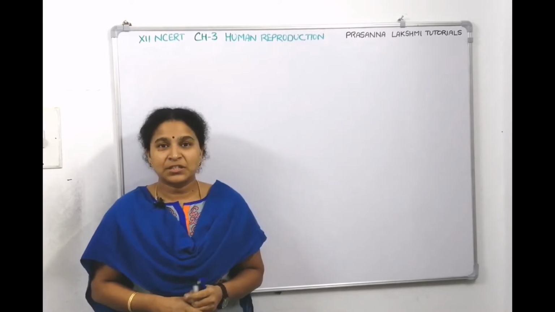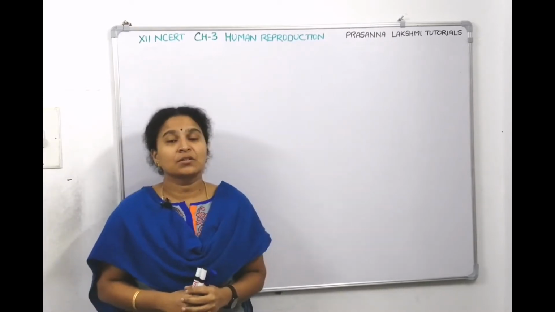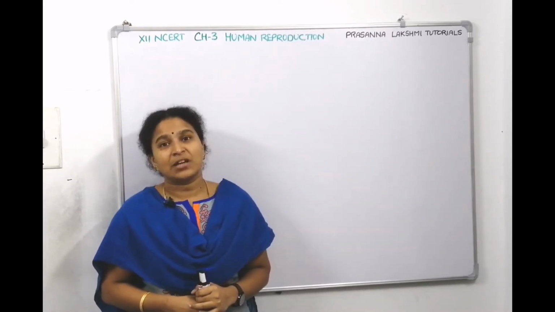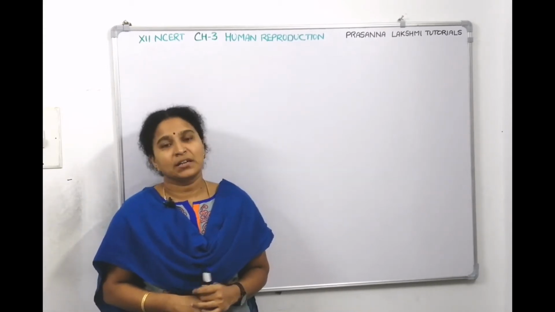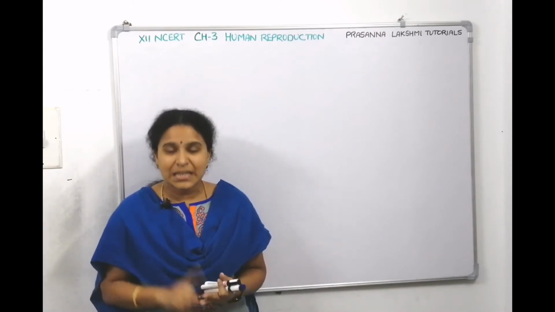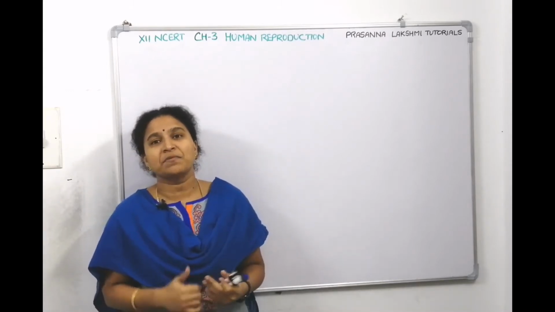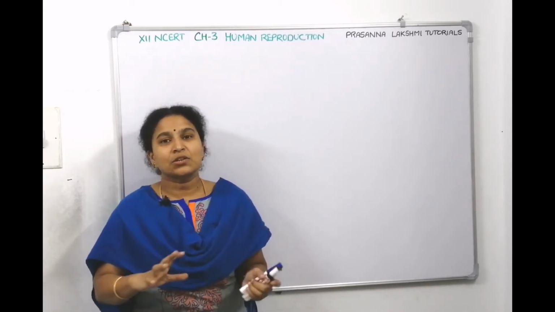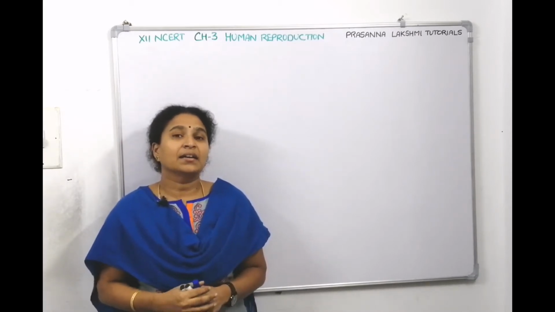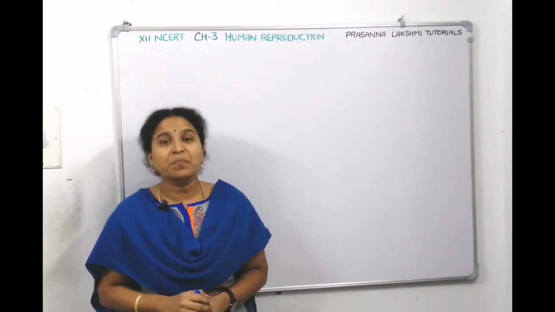Today we are starting a new chapter, that is human reproduction, which is in 12th NCERT chapter number 3. This human reproduction chapter is very important. It's interesting, it is easy because it is human physiology. We can understand the process. We'll be going through these stages, so it's easy to imagine and understand. And from the NEET point of view also, it's a very important chapter.